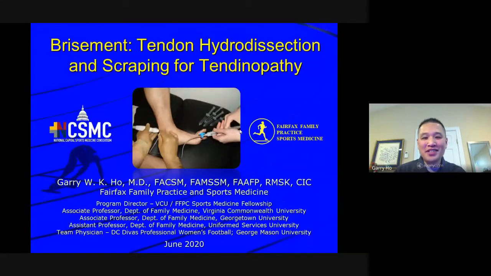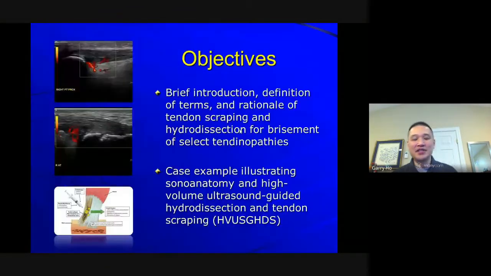So what we like to talk about here is hydrodissection and scraping of tendons for degenerative tendinopathy. We'll talk a little bit about the rationale behind using this. I'll end with a review of some of the evidence, but I'll also give a case example of an illustrative case that we've done in the office.